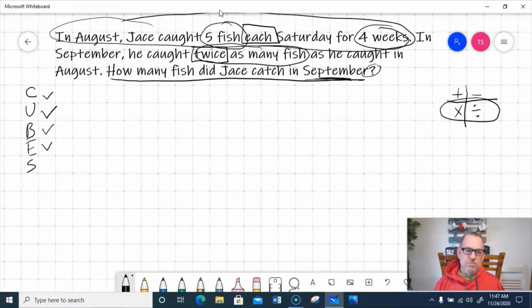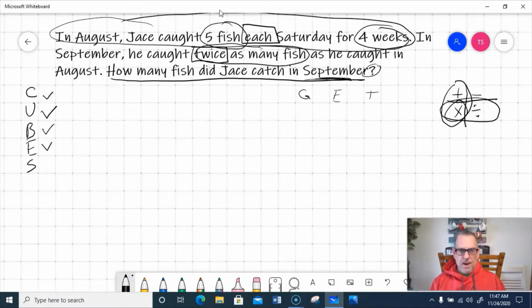And also, I'm trying to figure out how many fish he caught in August. So I see 5 fish each Saturday for 4 weeks. Okay, it sounds like I'm going to have more than 5 fish in the period of August because he did 5 each Saturday for 4 weeks. So the operations that make things bigger are addition and multiplication. If I circle addition and multiplication, I end up circling multiplication twice. I'm also going to use my get strategy, another strategy to help us understand maybe what operation to use. Whenever I'm talking about equal size groups, I like to use a get strategy. That helps things make sense to me.